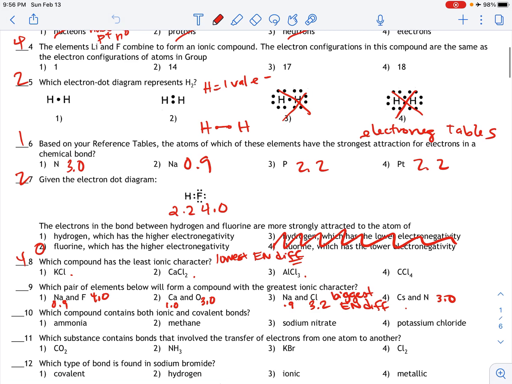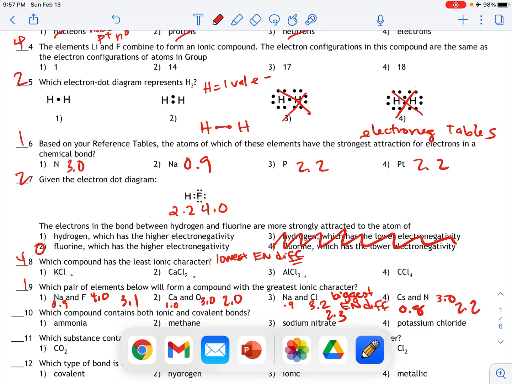Okay, so if you go through and do the differences, 4 minus 0.9 is 3.1. This is going to be a difference of 2. 3.2 minus 0.9 is 2.3. And 3 minus 0.8 is 2.2. So the biggest difference is choice 1.